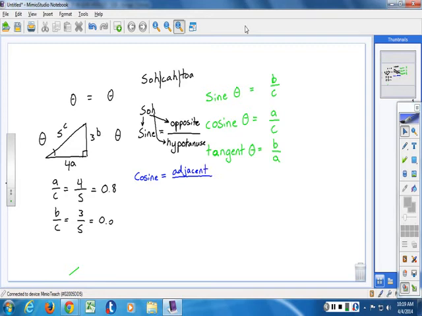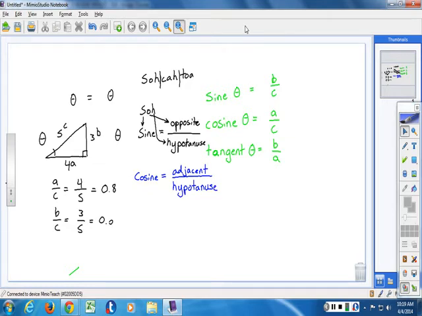What does the word adjacent mean? Next to, beside, touching. Of these two lines, the horizontal or the vertical, which one's touching the angle? A or B? A. A is the only one that's touching the angle. Hypotenuse is still hypotenuse. We're not going to mess with hypotenuse. So our adjacent is A.